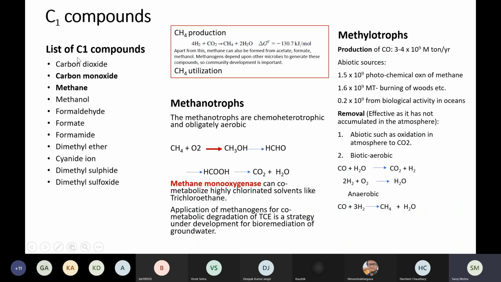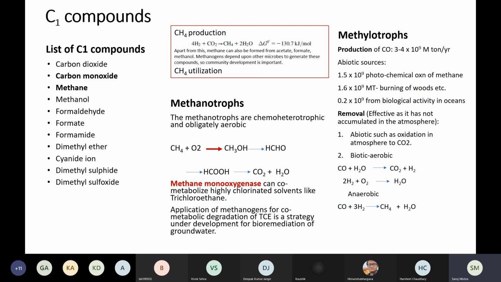The carbon is present in the form of either carbon dioxide, which people generate through respiration, so it is already returned, but it can also be present as carbon monoxide, because when you burn fossil fuel, or because of natural activities in the atmosphere, volcanic activities, UV irradiation, a lot of carbon monoxide is formed. Okay, methane is formed, methanol is there, formaldehyde, formate, formamide, dimethyl, all of these compounds you will see are all C1 compounds. Through microbial activities they can be converted into carbon dioxide and eventually the carbon cycle can be completed.